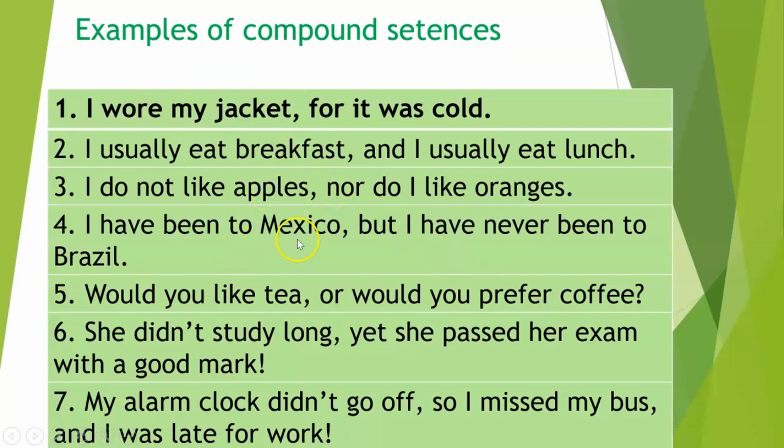So here are 7 examples of compound sentences. So let's read through these. I wore my jacket, for it was cold. I usually eat breakfast, and I usually eat lunch.